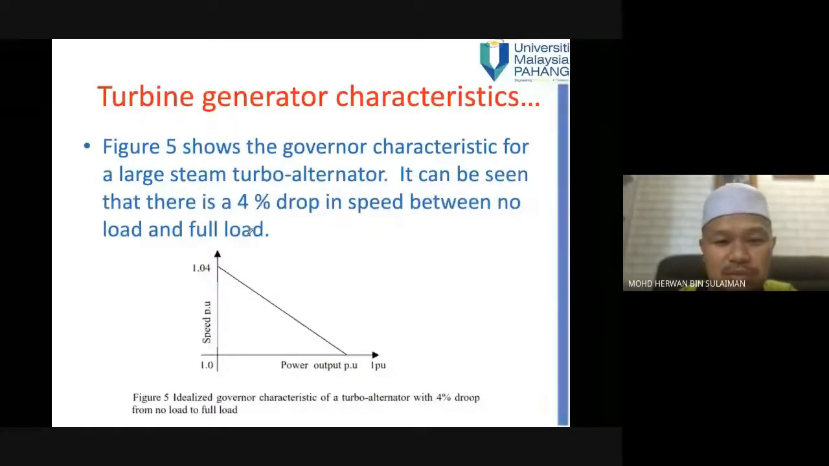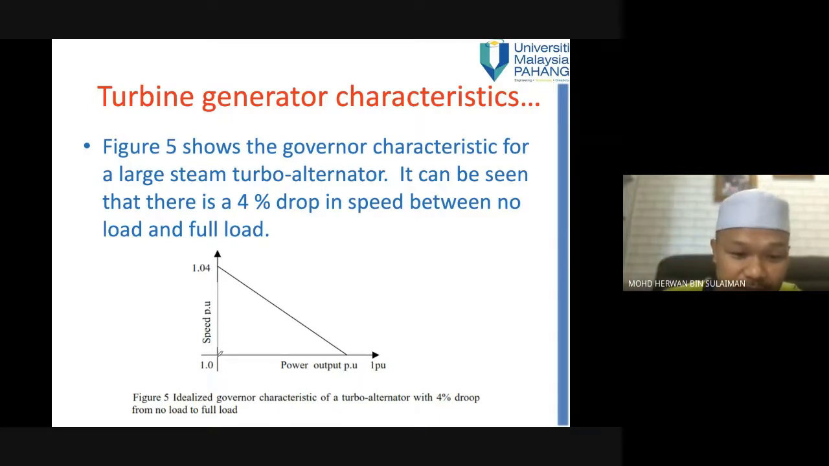There is 4% drop, atau nama dia 4% drop atau droop lah, in speed between no load to full load. So this is y-axis is speed in per unit. Okay, kalau 4% maknanya 1.04, kan, betul kan 4%. Kalau 1.4 is 40%, so 1.04 is 4%. And then dekat as your power output, this is the full load. The power output in terms of per unit lah. This is x-axis power output, y-axis your speed.